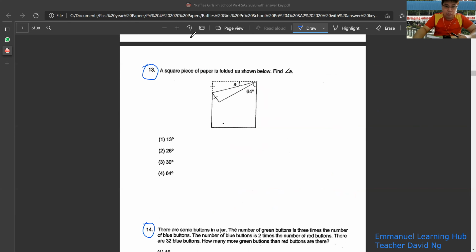Okay, 13. A square piece of paper is folded as shown. Find angle A. So what is angle A? This angle here, what is this angle here? 90 degrees. This angle here is also A. Because this angle is A, this angle must be A. Understand? Yes. So 2A plus 64 equals how many degrees?